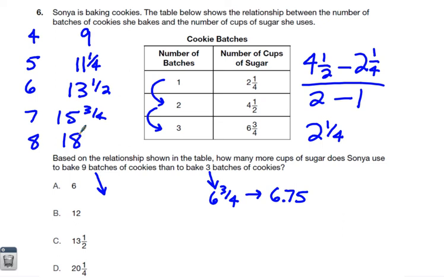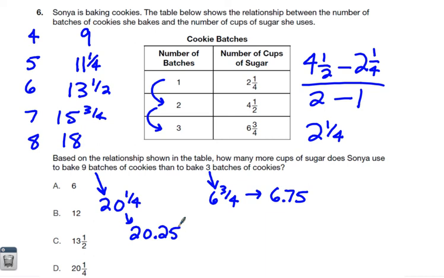18. Correct me if I'm wrong. Let's double check that. I do not want to be wrong. So we're always adding 2 1/4. So 6 3/4, 9, 11 1/4, 13 1/2, 15 3/4, 18. Okay, so that would make 9 batches 20 1/4. Or in other words, 20.25, because 1/4 is the same as 0.25.